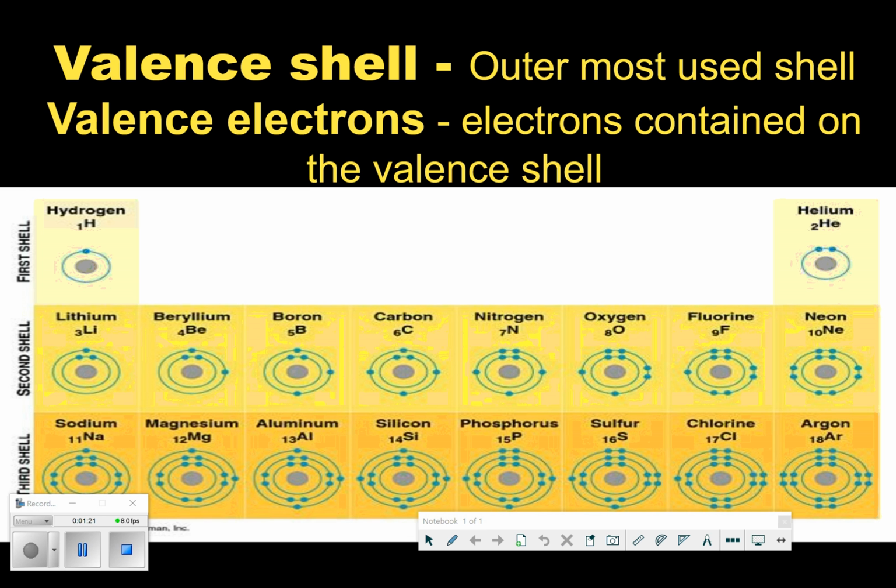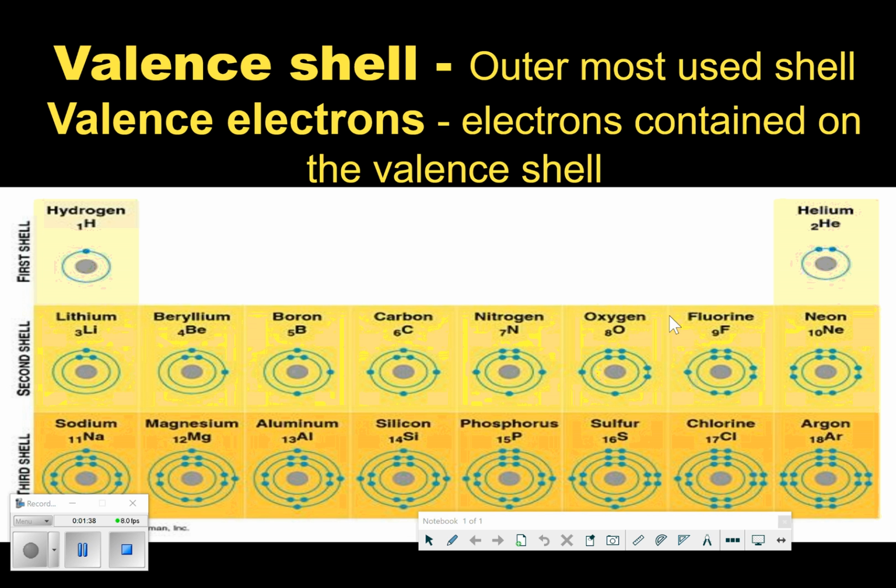And then we start back over when we hit sodium because now we're on the third shell. Sodium has 1 electron on its third shell. Magnesium has 2 electrons on the third shell. Aluminum has 3, and so forth, all the way to argon.